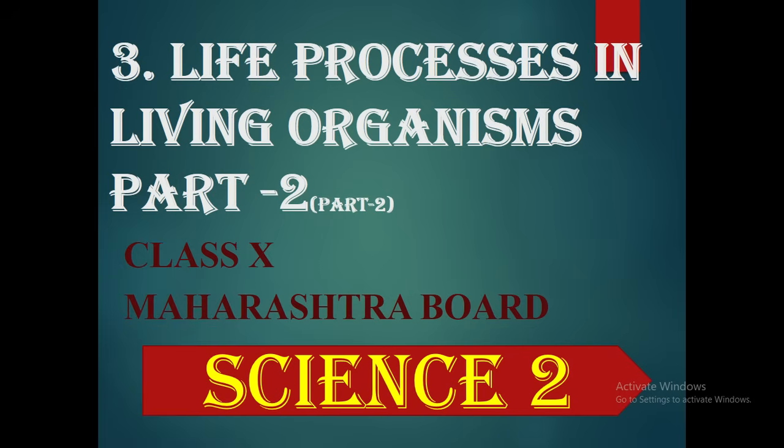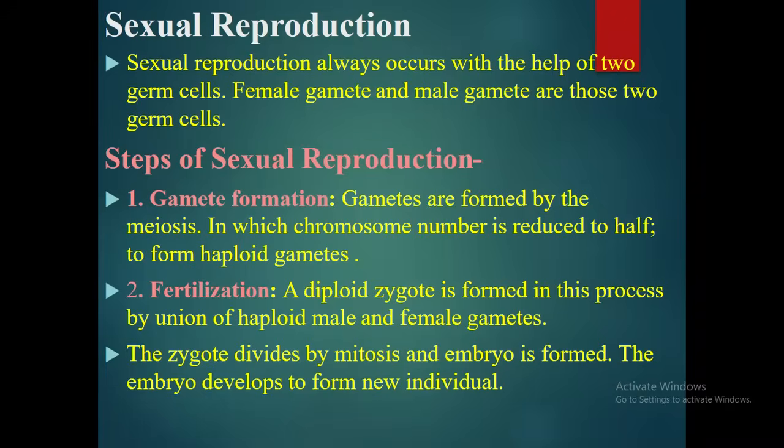So, Life Processes in Living Organisms Part 2, we will see the next part. In the previous video, we discussed the asexual reproduction part. Here we will discuss the sexual reproduction part. Sexual reproduction always takes place with the help of two germ cells, in which one is the male gamete and the other is the female gamete. So here are two steps of sexual reproduction.